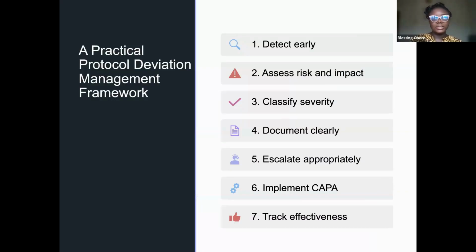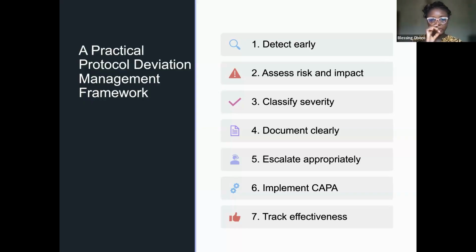And then the next slide is a list of the protocol deviation management framework. First, you have to detect early, assess risk and impacts, and classify severity. We've spoken a lot about major and minor protocol deviations. You want to classify the deviation. Document clearly and completely. Every single detail you have concerning that protocol deviation has to be on the books. Escalate appropriately. SAEs especially are life threatening, so you want to call the attention of anybody that you should call: the medical monitor, the PI, even the sponsors if they have to be aware, and the IRBs as well. Inform them, implement CAPA, and then track effectiveness.